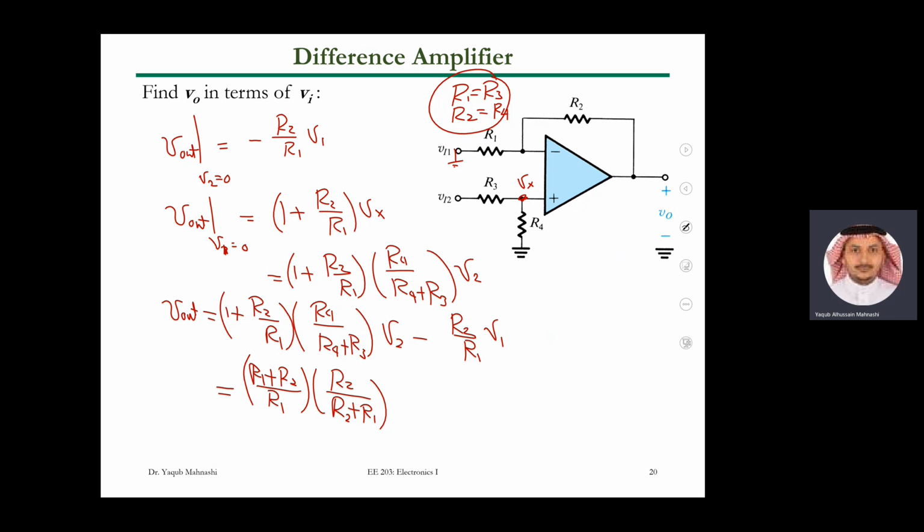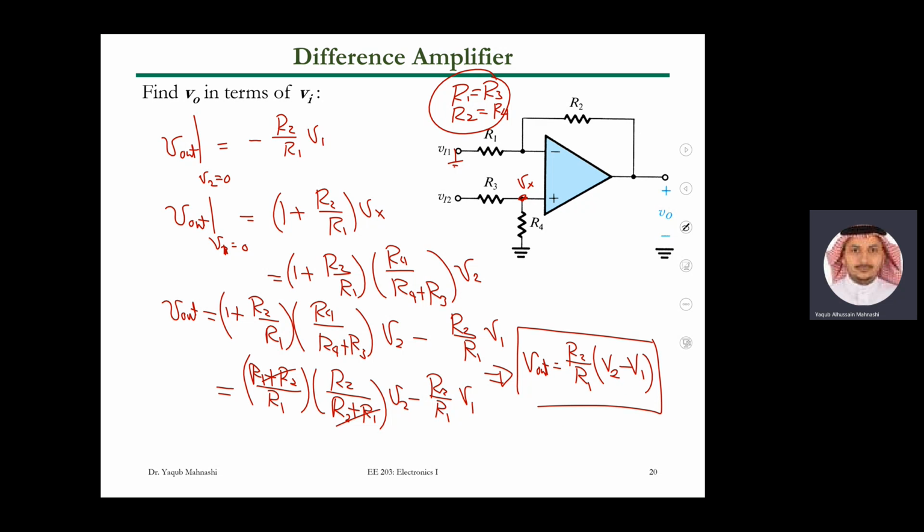Okay. And now this is your V2 minus R2 over R1. That's your V1. So now this one will go with that, right? And you are left with the same common kind of multiplier, so R2 over R1. So you can rewrite this one as V out equal R2 over R1 times V2 minus V1. And this is very, very important result.